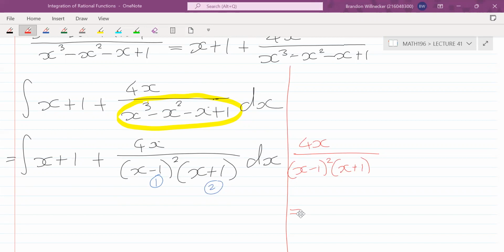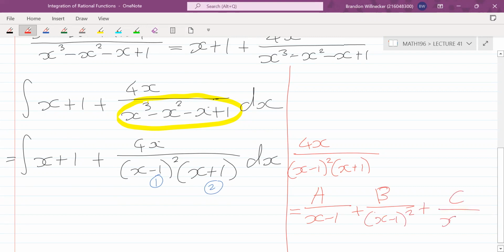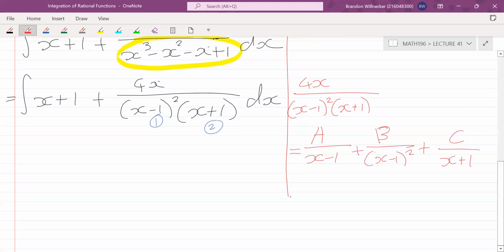So this is going to be some number a over x minus 1. But since it's repeated twice, we need to add an extra term for the squared. So it's going to be plus b over x minus 1 squared. And then for the third term, it's just c over x plus 1. That's not repeated, so we just have one term for that. Okay, so now we need to figure out what these a, b, and c values are.